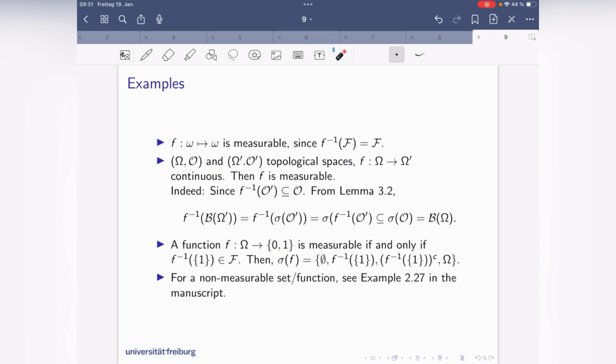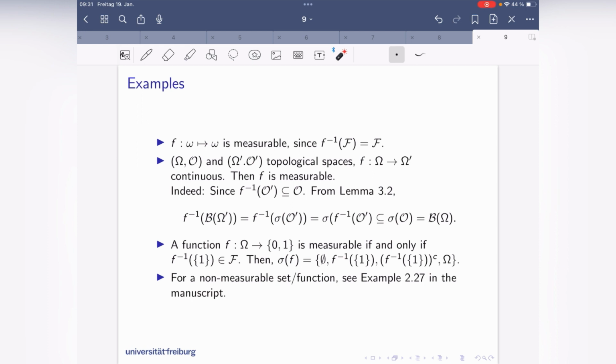Okay, the Borel sigma algebra is, by definition, sigma of O'. I can exchange f^{-1} and sigma. f^{-1} of O' is a subset of O because f is continuous. That's the definition. And sigma of O is the Borel sigma algebra of omega. So I have shown that the defining property of measurability holds, so continuous functions are measurable. Nice.